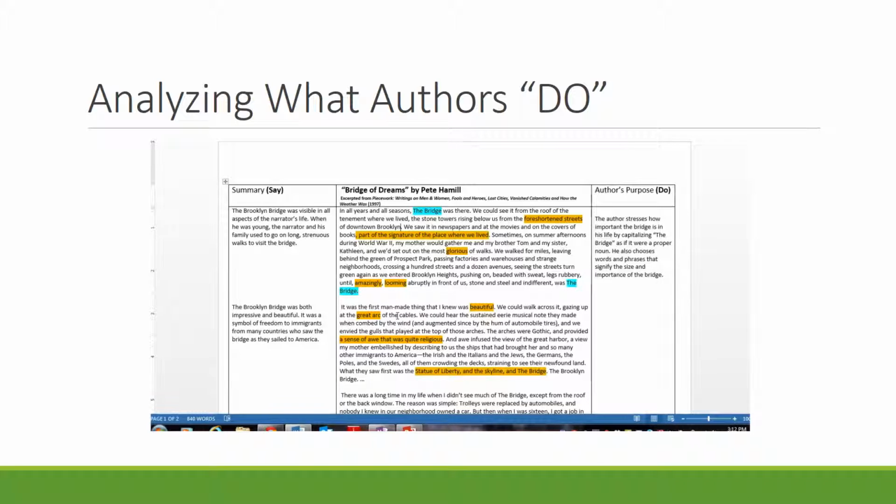And it continues into the next paragraph. He says, "It was the first man-made thing I knew was beautiful." So this is something beautiful to him. That's really powerful diction. And he talks about the great arc of the cables, that great word. And then he also says that it provided a sense of awe that was quite religious. He's associating the bridge with something as important in life as a church, with a religious experience. That's huge. And he uses the word awe again.